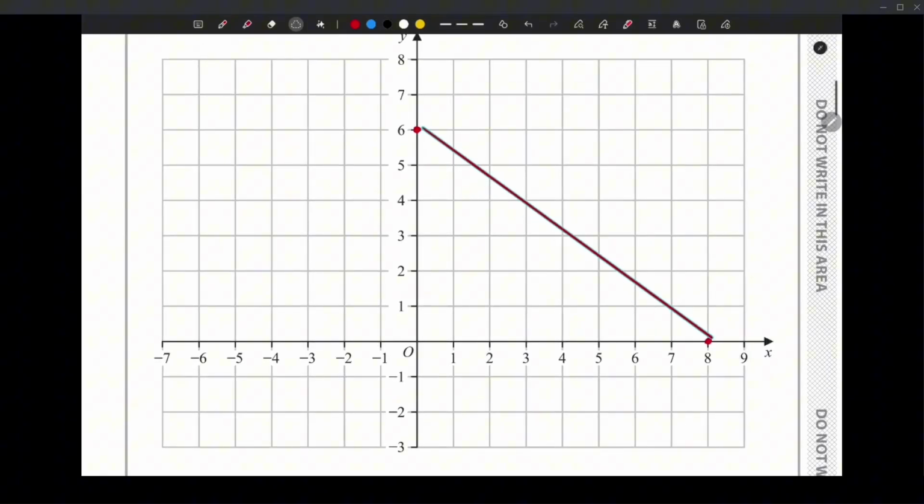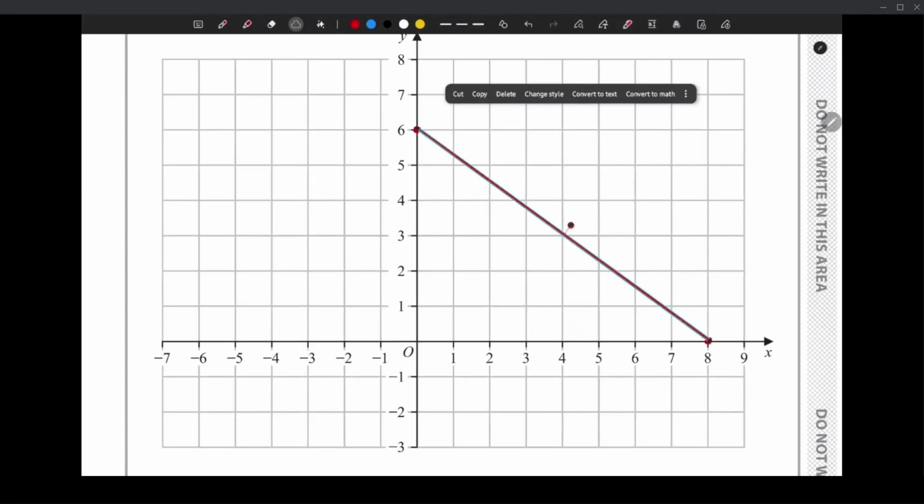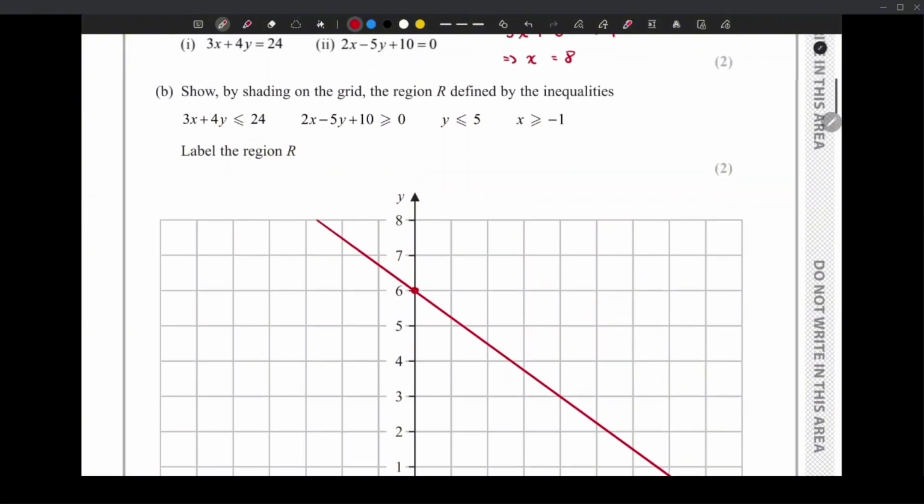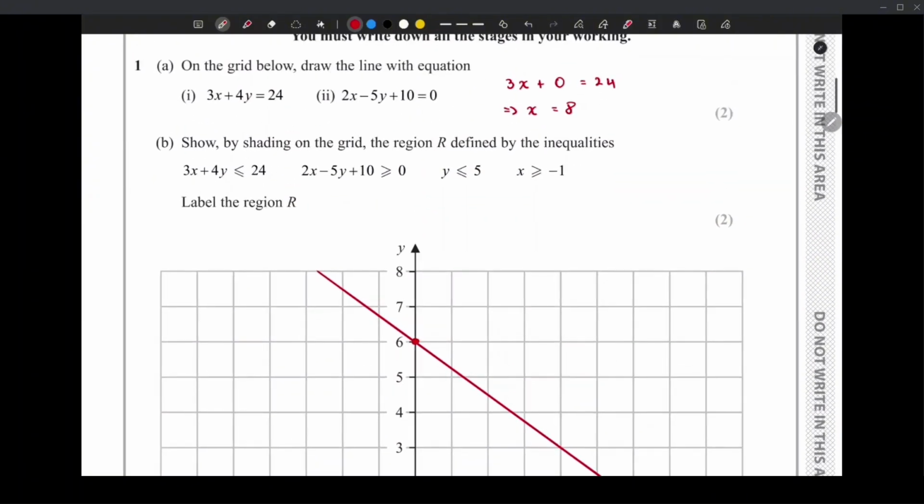And we also need to extrapolate the line. So the graph will look something like this. And do not forget to label this line. This line has the equation 3x plus 4y equals 24. All right. Now let's move on to the next equation.